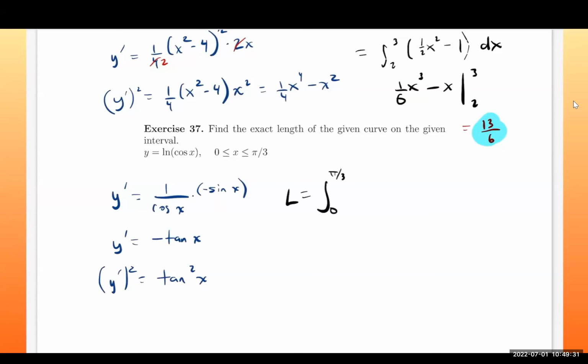All right, now we can plug it into our arc length formula. We're going from 0 to pi over 3. That's going to be the integral of the square root of 1 plus tangent squared of x with respect to x.